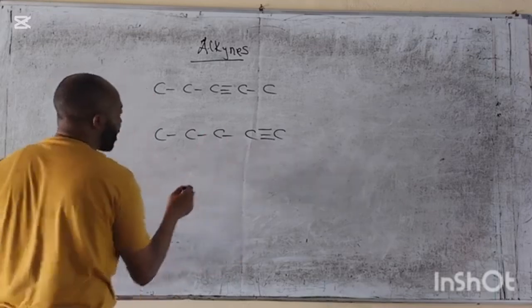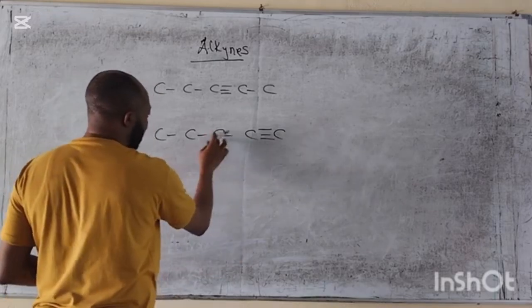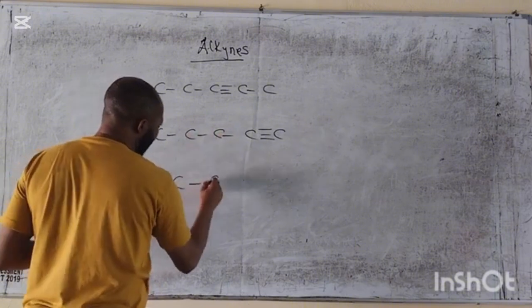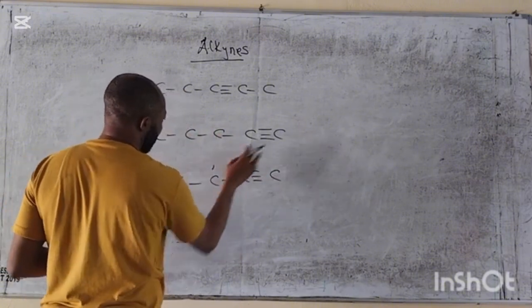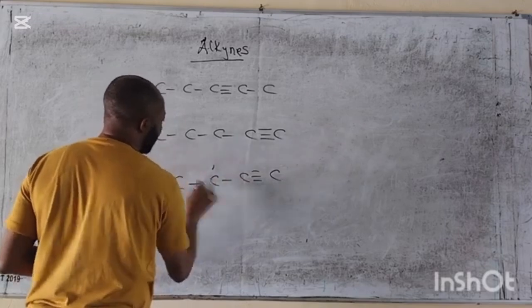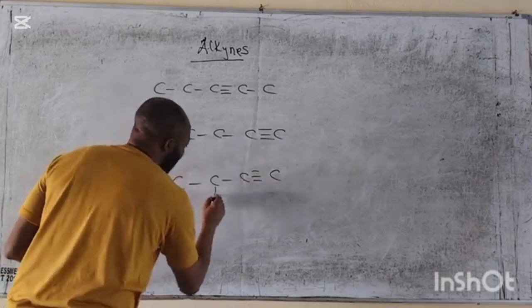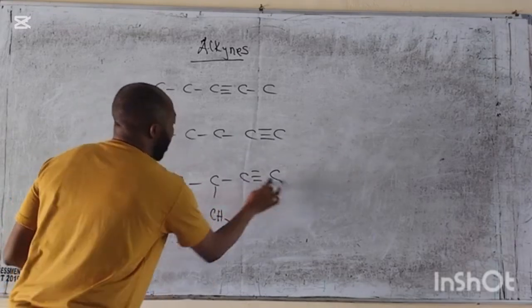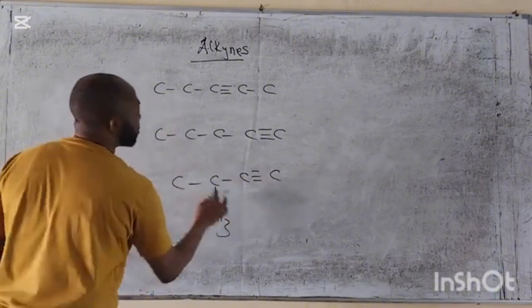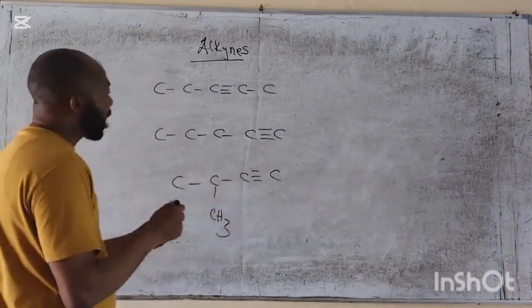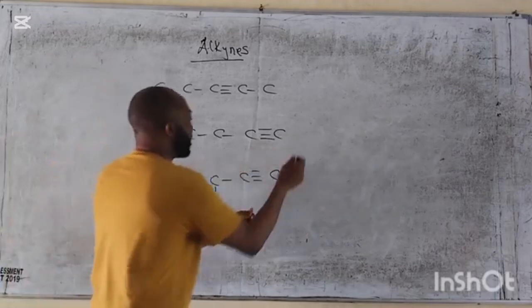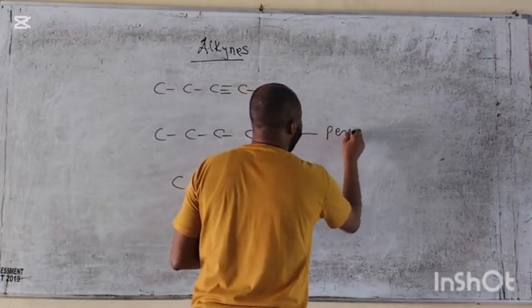And I can still have, this is 1, 2, 3, 4. I can still have this 1, 2, 3, 4, triple bond. Yeah, 4. 1, 2, 3, 4, 5. 1, 2, 3, 4. The other substituent is here. CH3. 3-methyl butyne. So I have pentyne as the name. If I like, I'll call it pentyne directly.